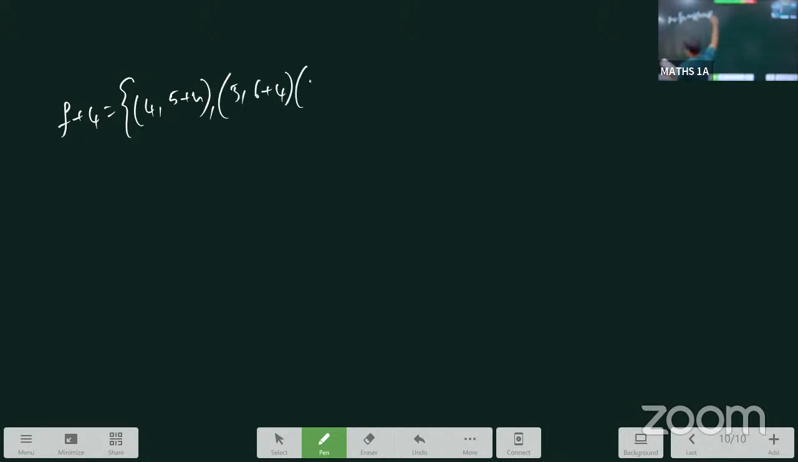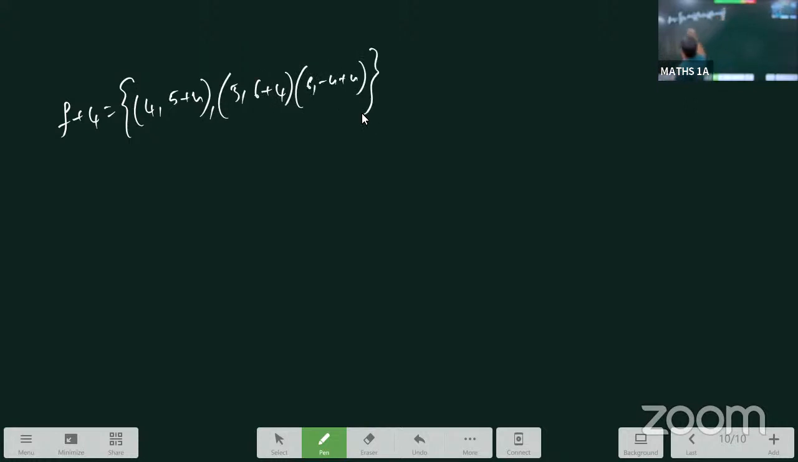Is it clear? Next, f plus 4 I am having. F plus 4 means directly it is only a single function I am having, f. Means everything you are going to take, the complete domain of f. That is nothing but 4 comma 5 plus 4. Next, 5 comma 6 plus 4. Next, 6 comma minus 4 plus 4.